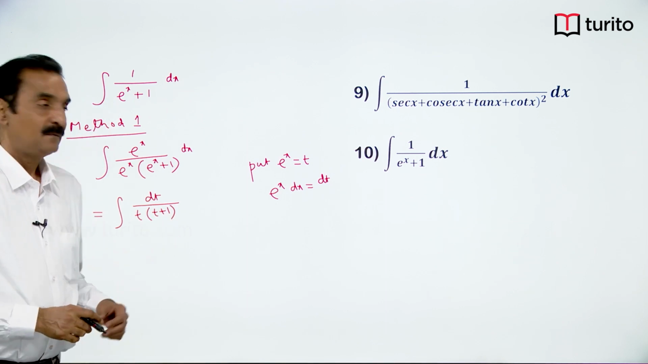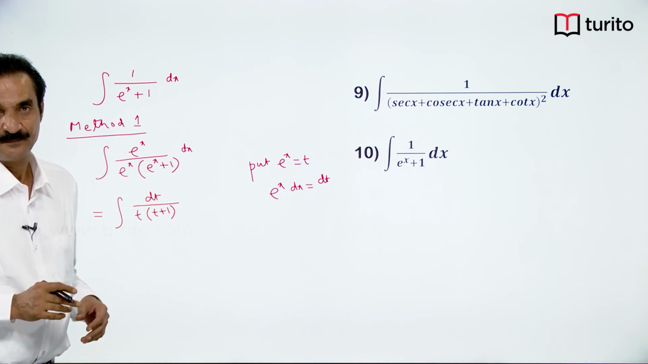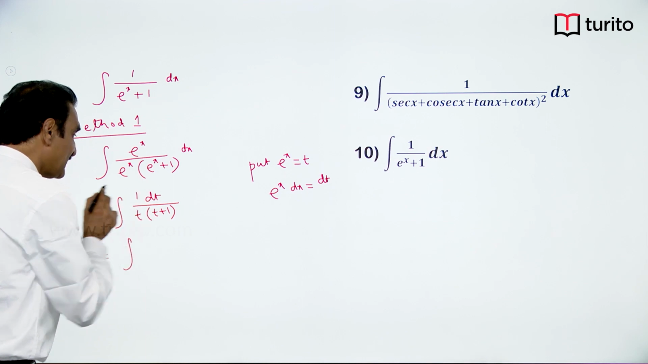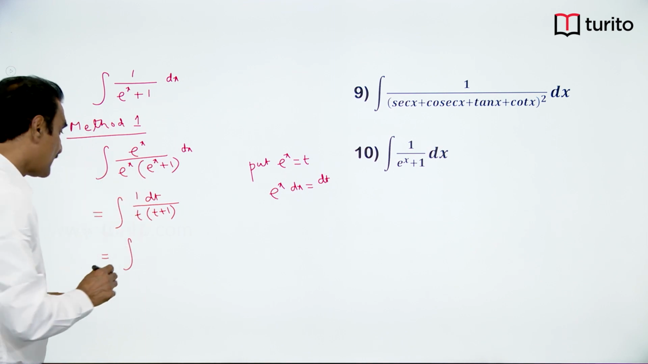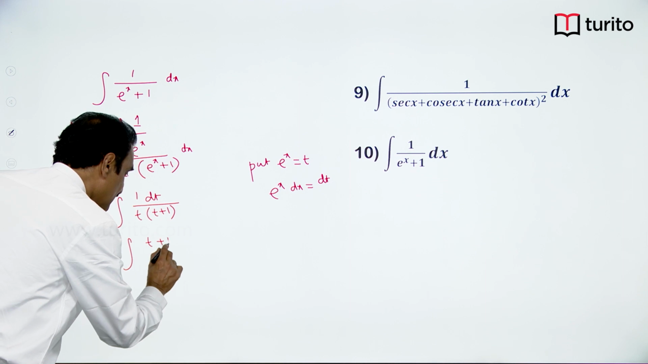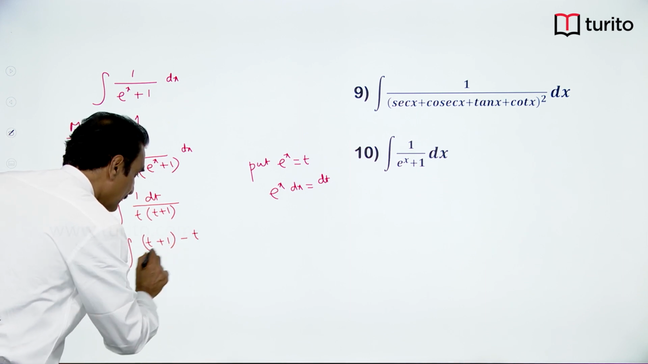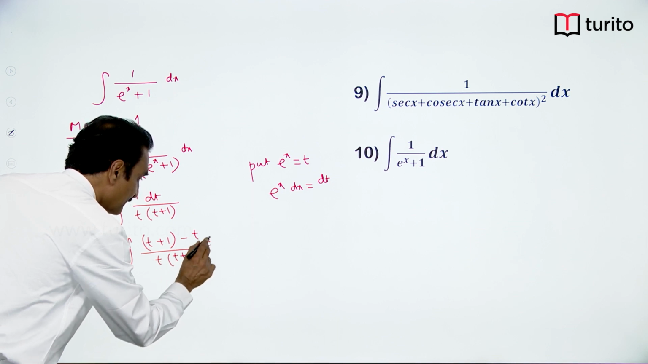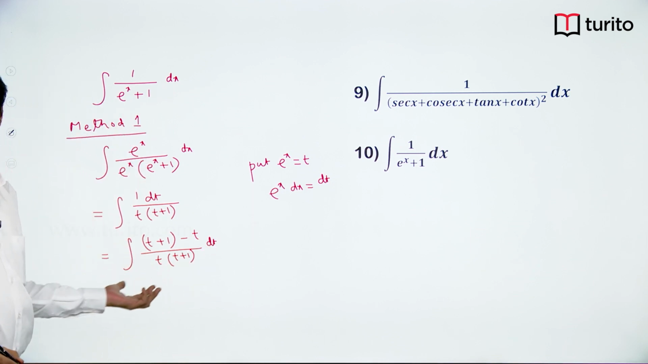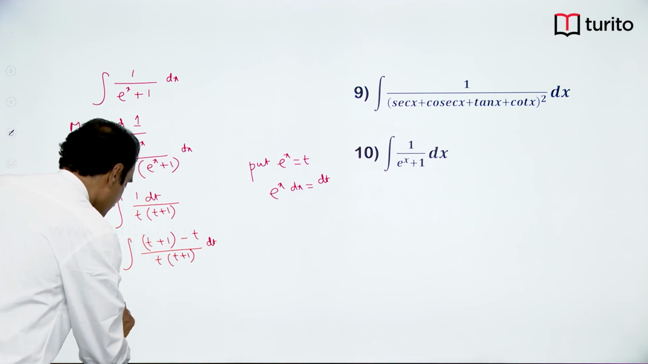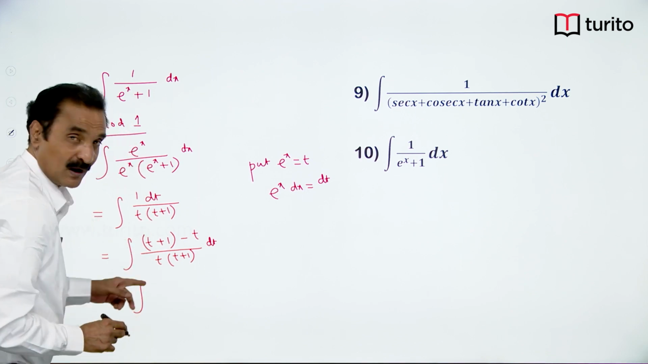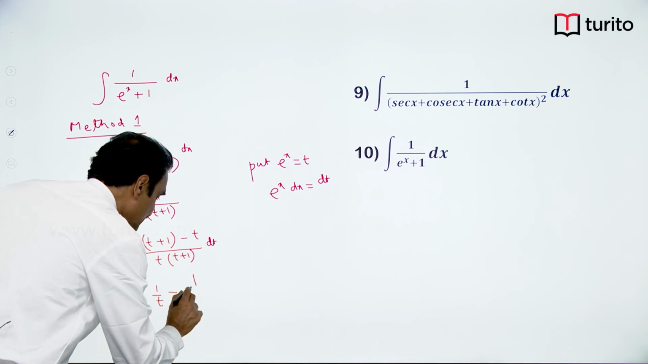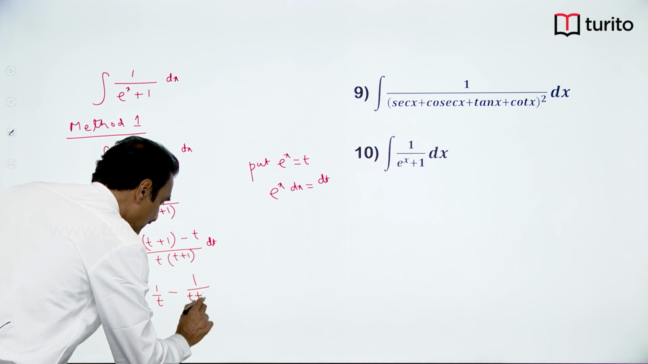Now, we have to follow the decomposition method. How to decompose this into a sum or difference? Numerator is 1. We can write 1 as t plus 1 minus t by t into t plus 1. Now, separating the denominator, you will get 1 by t minus 1 by t plus 1.